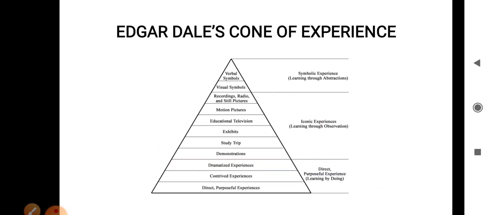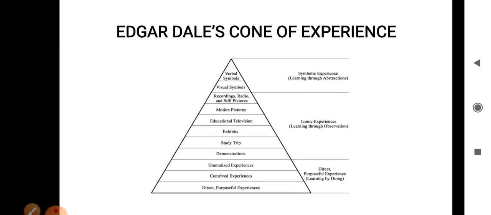Always remember that in inactive, there is what? More on concrete, more on experiencing it. When we talk about iconic, it is more on pictures. When we talk about symbolic, more on text ito. More on abstract, more on ideas na.